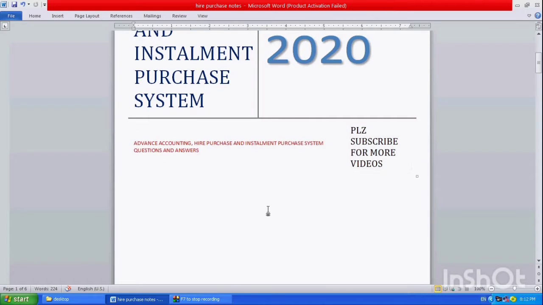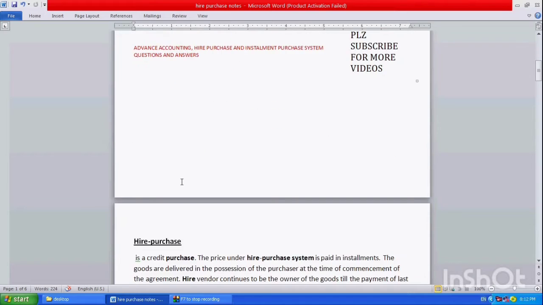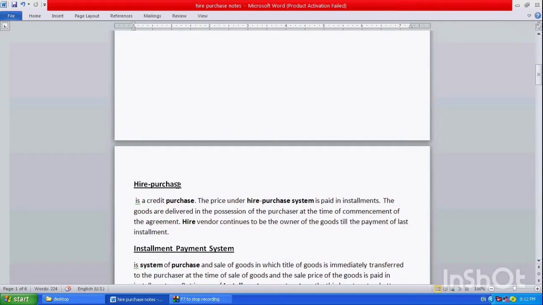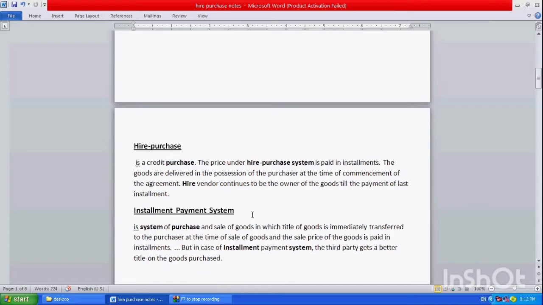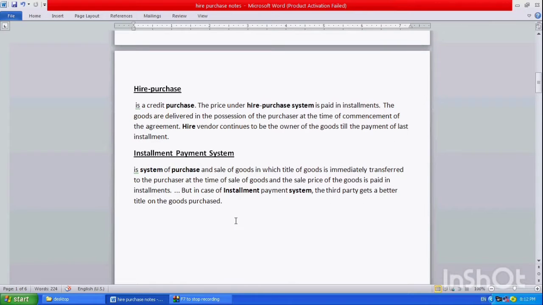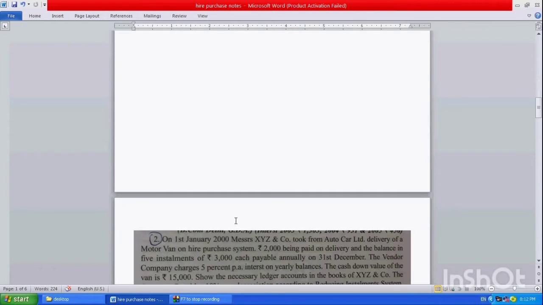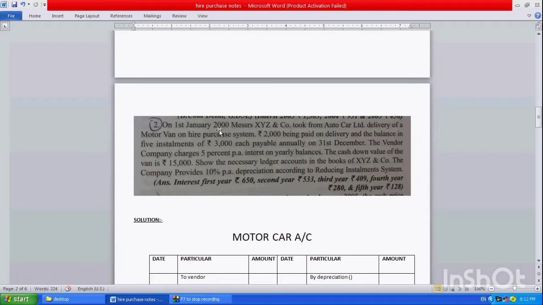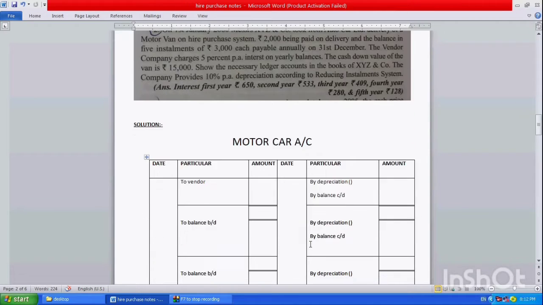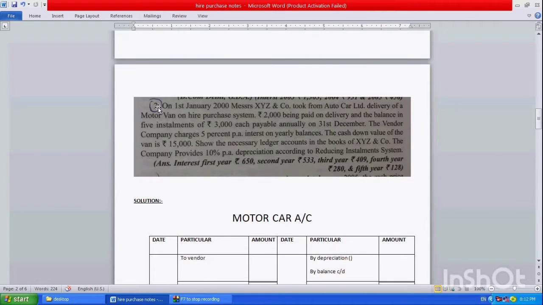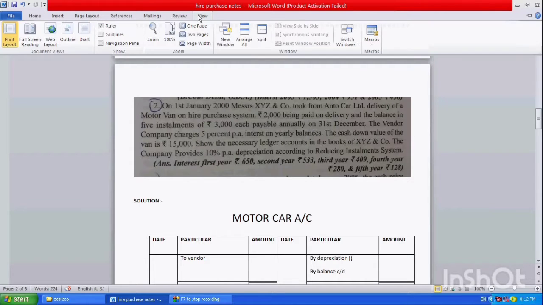And the hire purchase and installment purchase system in advanced accounting comes for second year and first year students too. I've already mentioned the hire purchase and installment purchase system. In hire purchase, the buyer doesn't possess ownership, but possesses the asset. But in installment purchase, the buyer immediately possesses ownership.